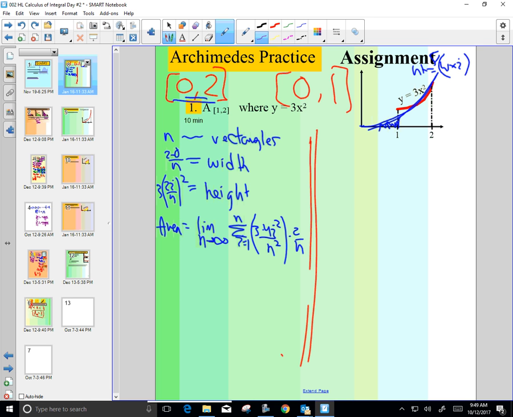Yeah? How did you, so does the height not change? Because one will be the next step, the height will be the same?